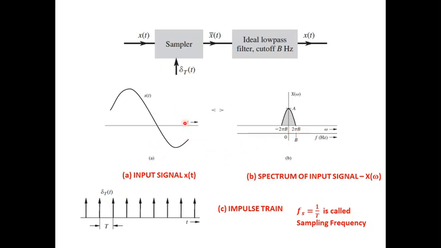When this input signal is multiplied by this train of impulses, we get the corresponding x cap of t. This sampled signal x cap of t, which is nothing but x of nT, is then passed through an ideal low pass filter with a cutoff frequency of B hertz, so that the sampled signal can be reconstructed back into the original signal x of t. So let us see this process of sampling in detail.